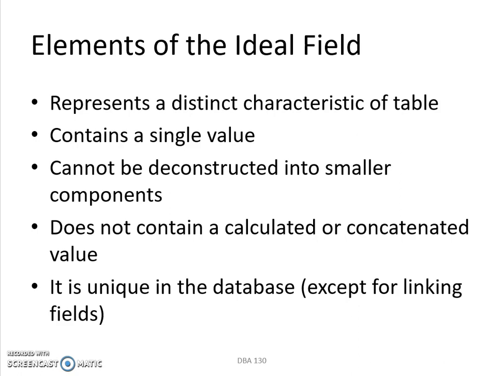The ideal field cannot be deconstructed into smaller components. So no multi-part fields. Address would be an example. If you have 123 Mockingbird Lane, Bellevue, Washington, 98007, you have the street address, you have the city, you have the state, you have the zip code. Those should all be in separate fields.